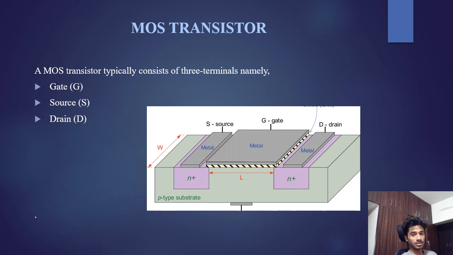As you can see on the screen, here's the diagram of the transistor. There are basically three components: source, gate, and the drain. In an NMOS transistor, both the source and drain are made up of N-type material, and the bottom layer is made up of P-type substrate.